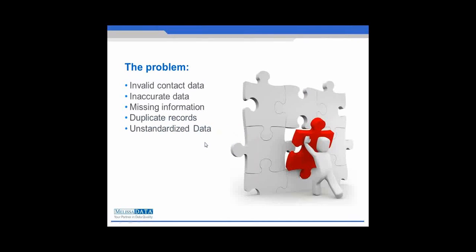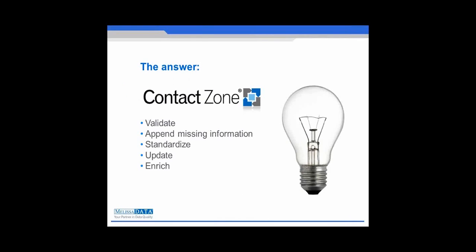We all have the problem. Wherever we get data from, sometimes we get it from other companies or sometimes we get it from web forms online. The data comes in as inaccurate, invalid. It could be missing some information. We have duplicate records, or it's even unstandardized. And the solution is, of course, Melissa Data's Contact Zone. Using this product, we can quickly and easily validate information, append missing information, standardize it to the common formats, and even update and enrich the information with additional fields.